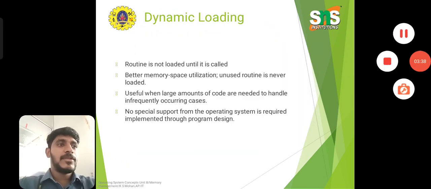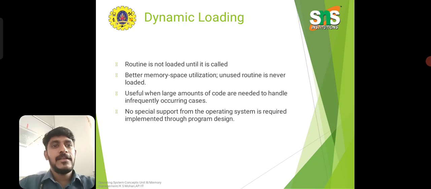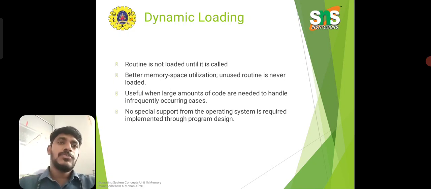Then dynamic loading. Dynamic loading means a routine is not loaded until it is called. This gives better memory space utilization, since an unused routine is never loaded. It is useful when large amounts of code are needed to handle infrequently occurring cases. In this PPT we can understand what dynamic loading is. In memory management, the operating system supports dynamic loading and other things. No special support from the operating system is required; it is implemented through program design.